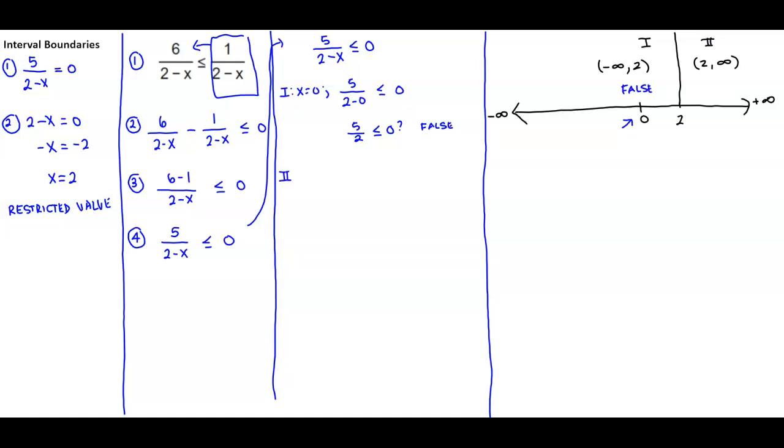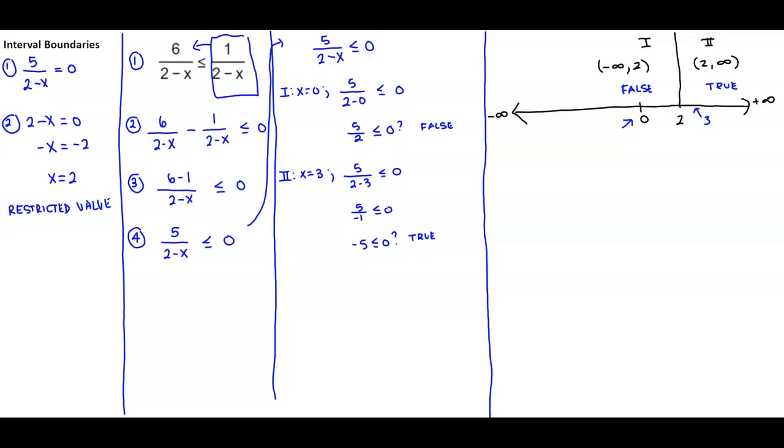For number 2, we're going to pick the value 3. So x is going to equal 3. We have 5 over 2 minus 3. Okay, 2 minus 3 is negative 1. 5 divided by negative 1 is negative 5. And negative 5, is that less than 0? Well, that answer is true.